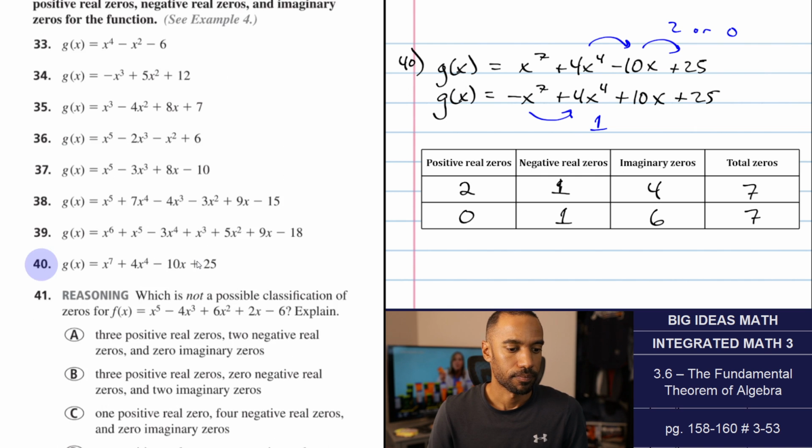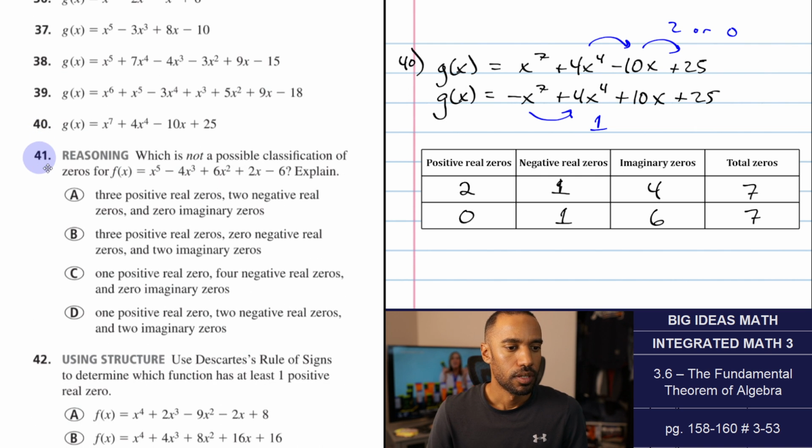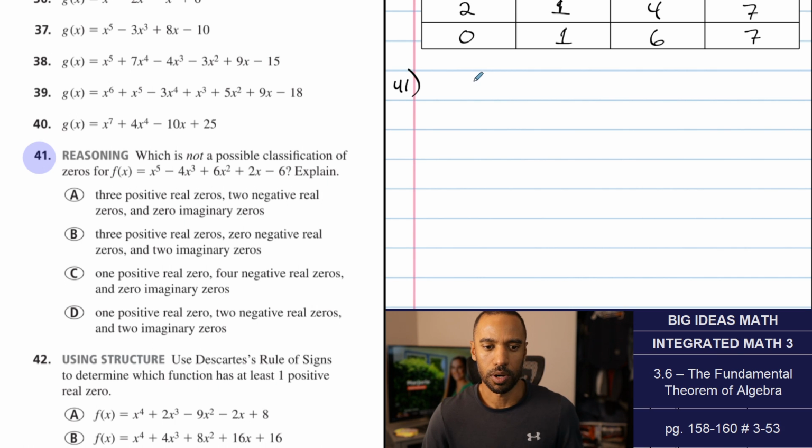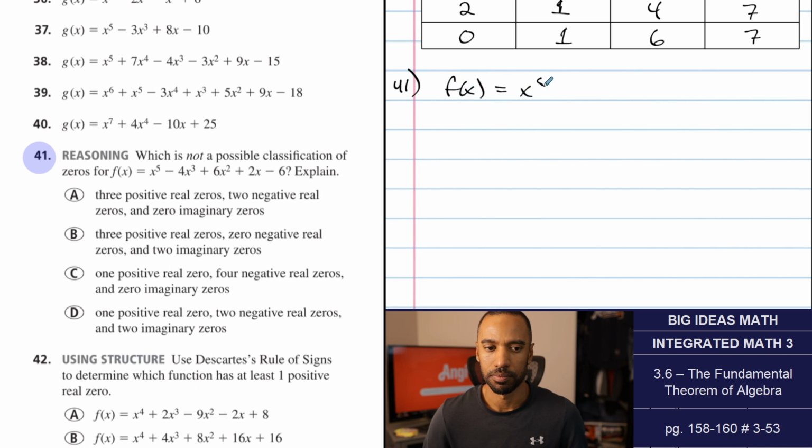Okay. Number 41. Which is not a possible classification of zeros for f of x equals x to the 5th minus 4x cubed plus 6x squared plus 2x minus 6. Explain. Let's write it out and see what we can indicate for ourselves. Which is not a possible one, so which one's false means the other ones are true, I suppose, right?